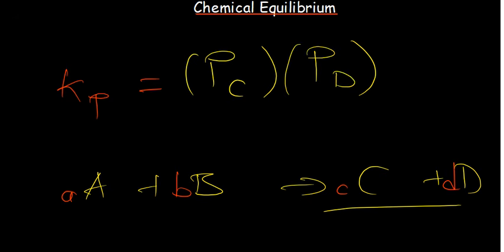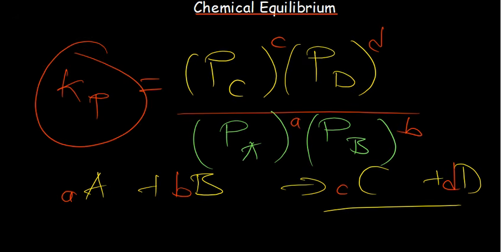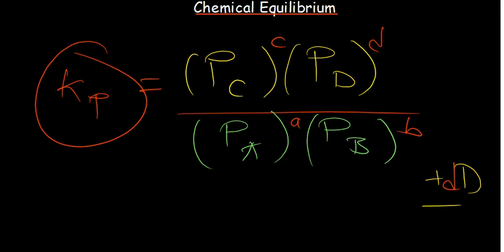These are supposed to be raised to what? The powers c and d, and then divided by the pressure of A, the pressure of B, and then these again should be raised to their stoichiometric powers. So this is the way you can use your pressures to find Kp, or your equilibrium expression in terms of K. Okay. So now, what is very, very important is for us to understand the relationship that is there between this constant Kp and Kc.